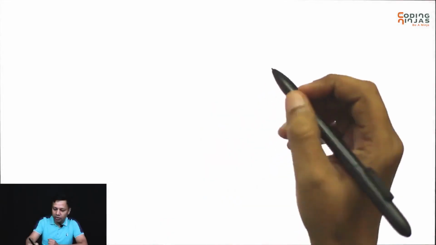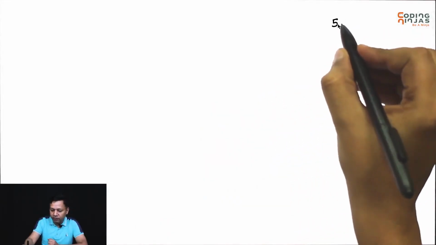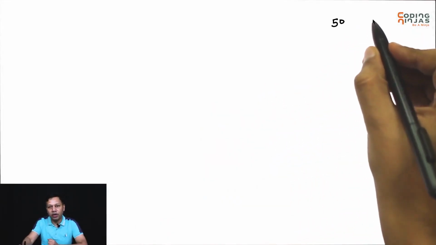Hello friends. So in this session we are going to discuss a problem of recursion. Okay, so what is the problem? The problem is that we are given a number and we have to count the number of digits in the number. Okay, so say I'm given a number 50. How many digits does this number 50 have?